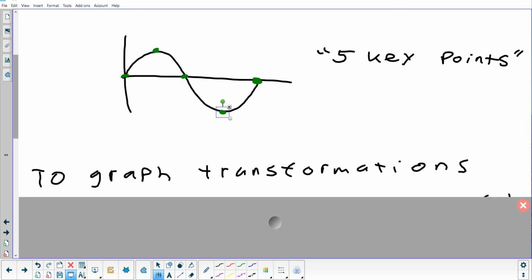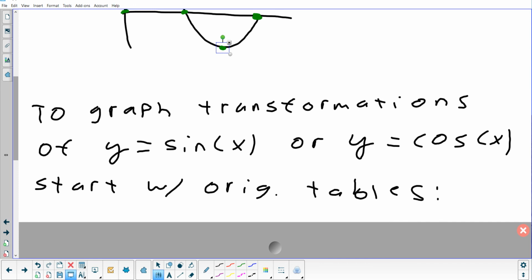Now, in order to transform a graph, up, down, stretch it, shift it left or right, in order to do something to it, you have to know what it would look like if you didn't do anything to it. Okay, so we have to know what the basic graph looks like. So what we're going to do is we're going to make a table. And this table we're going to use every time we do a transformation.